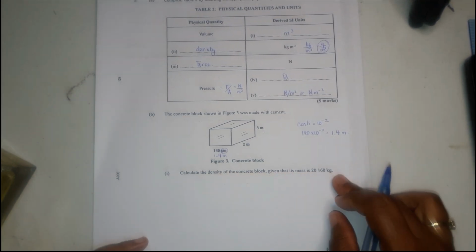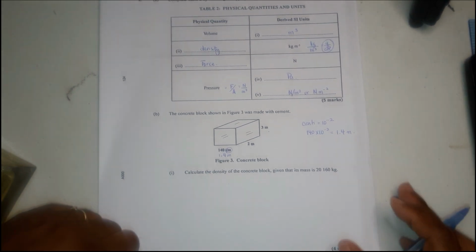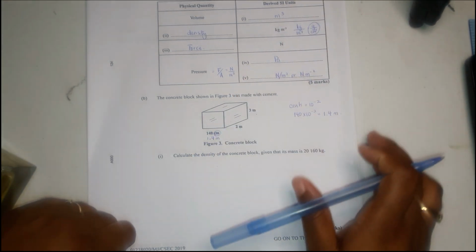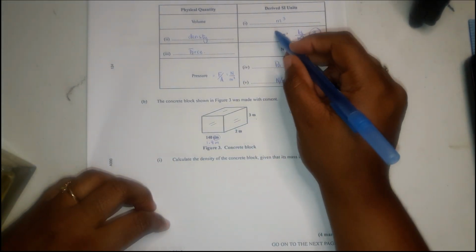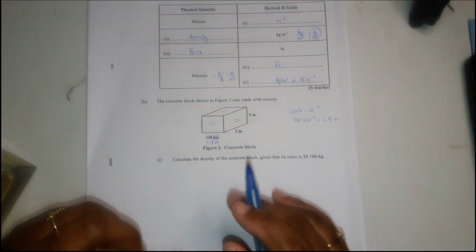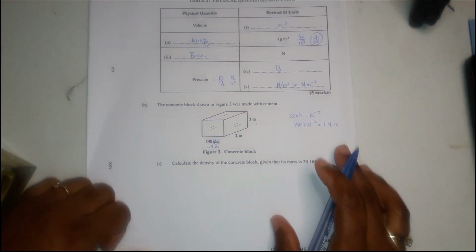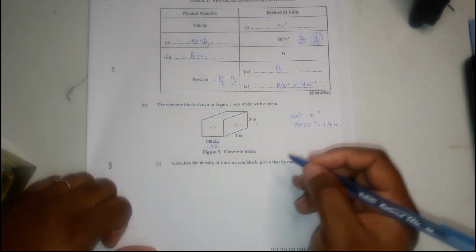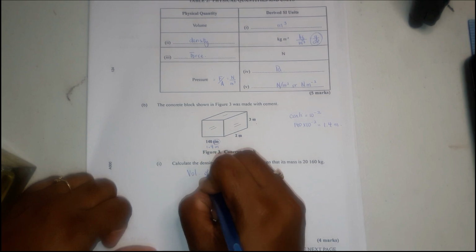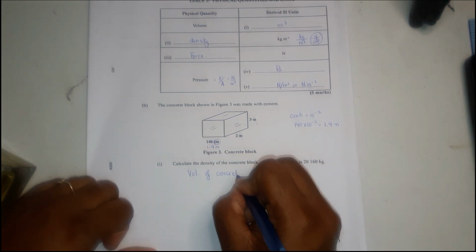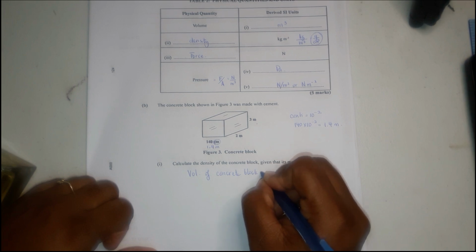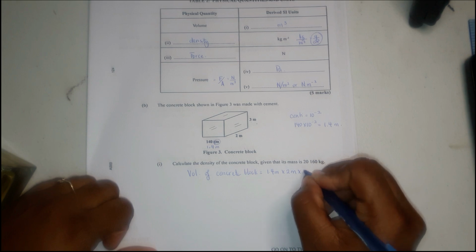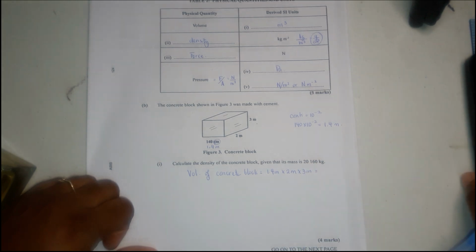It says calculate the density of the concrete block given that its mass is 20,160 kilograms. Now they want you to use the units that they give you here, and you could see from just the units what to do. If you forgot how to calculate density, the units will tell you. You divide mass by volume. And we're going to first work out the volume. Volume of concrete block is equal to 1.4 meters times 2 meters times 3 meters.